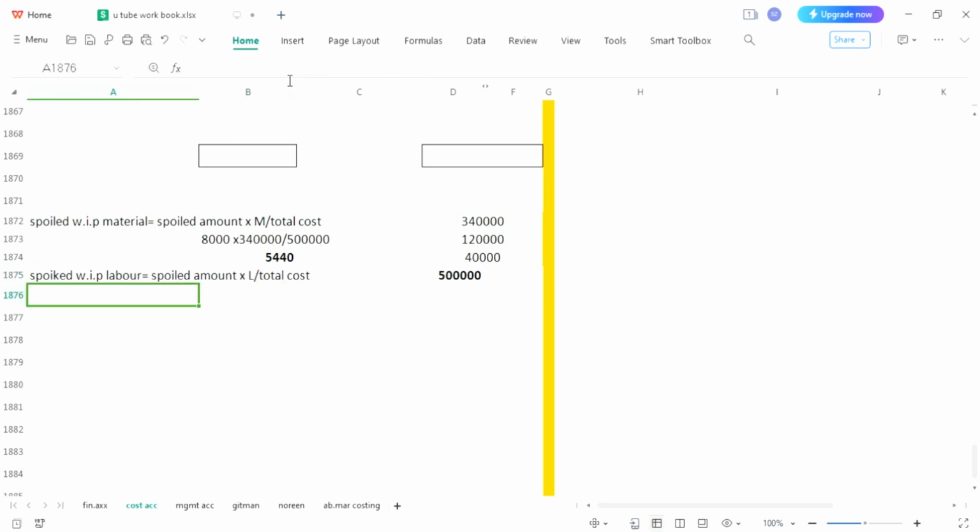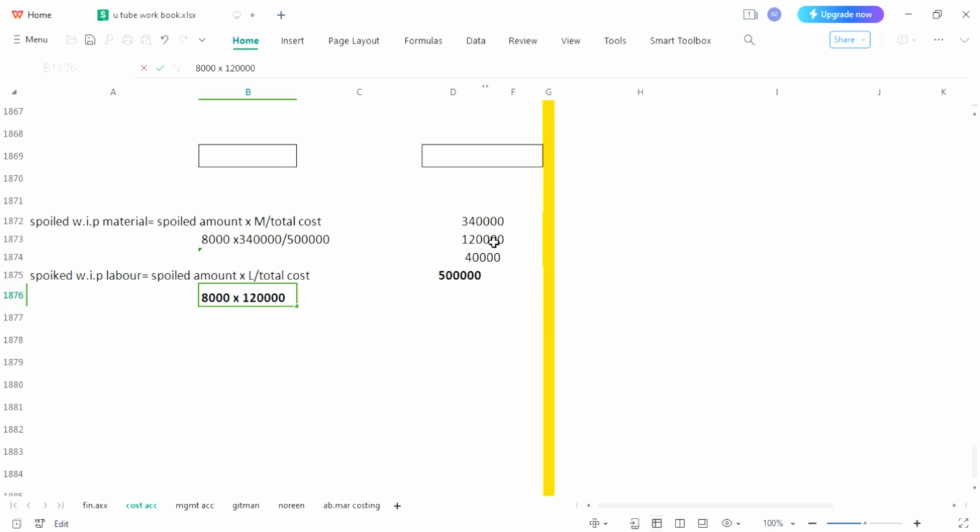Formula is in front of you. Spoiled amount would be same, 8,000. Please be focused. You need to multiply it. 8,000 we have written over here. You need to multiply it with labor cost. Second was labor cost 120,000, and you need to divide it with grand total, which was 5 lakh. 120,000, 8,000. Statement is completed.